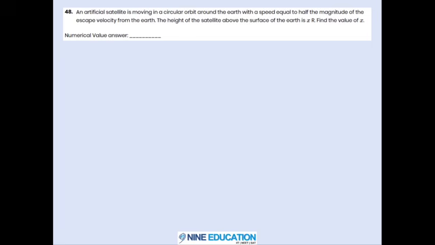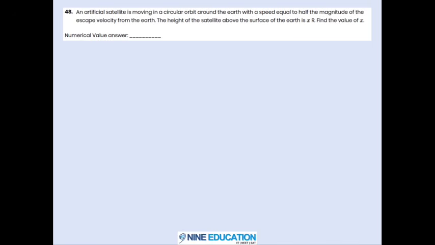An artificial satellite is moving in a circular orbit around the earth with a speed equal to half the magnitude of the escape velocity on the earth. The height of the satellite above the surface of the earth is xR, then the value of x is how much, right? So just write the condition that he has given.